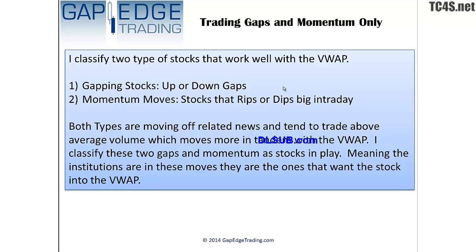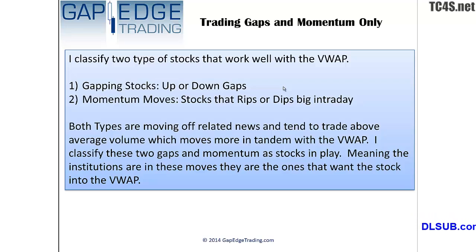And so tying the volume weighted average price into these two categories is going to help you define a greater edge than I've already given you in the previous courses I've done. Both types of moves are off related news and tend to trade above average volume, which moves more in tandem with the VWAP. I classify these two, gaps and momentum, as what we would call stocks in play.